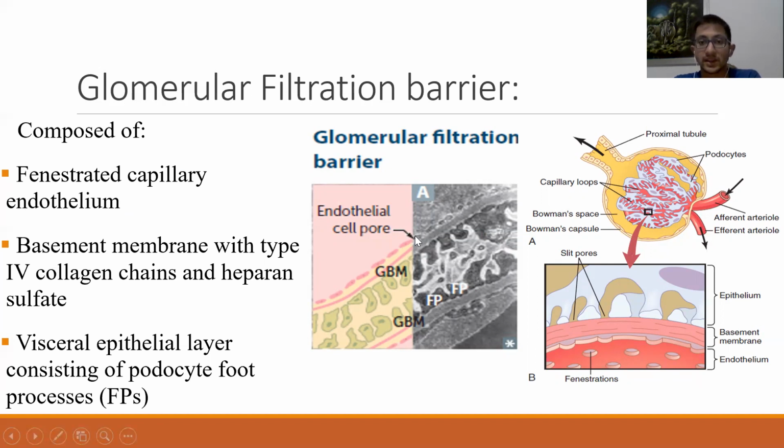So you can see here the endothelial cell pore, you have the electron micrograph, and you have just an illustration over here, another couple of illustrations over here. You have the basement membrane with type 4 collagen chains and heparin sulfate. It's important to remember these simply because they all hold very important filtration properties that we'll come to in the next slide. And you have the visceral epithelial layer consisting of the podocyte foot processes.